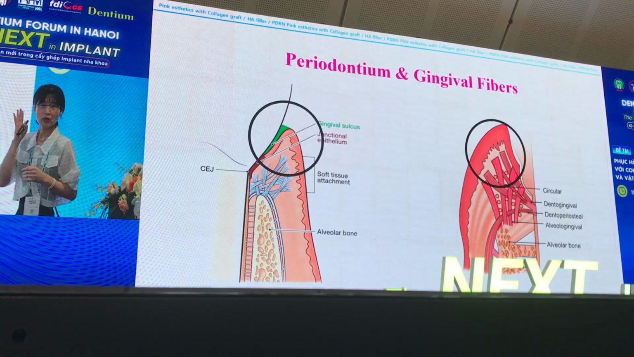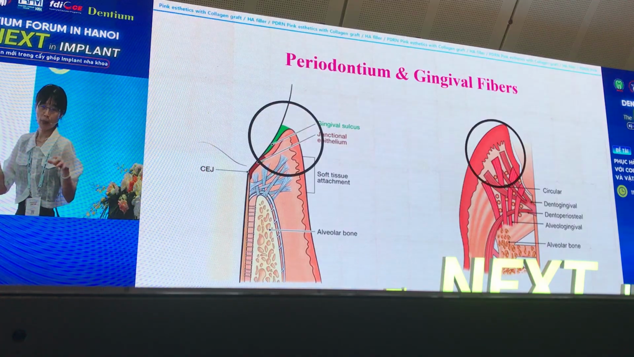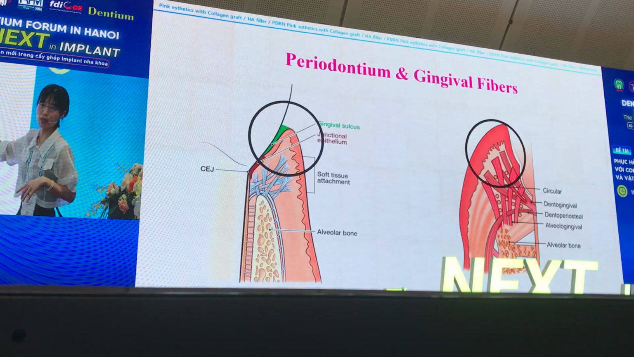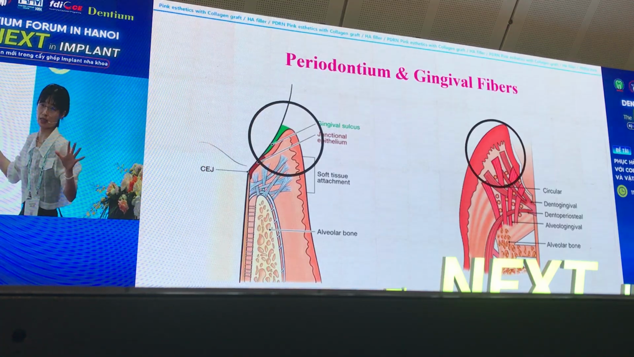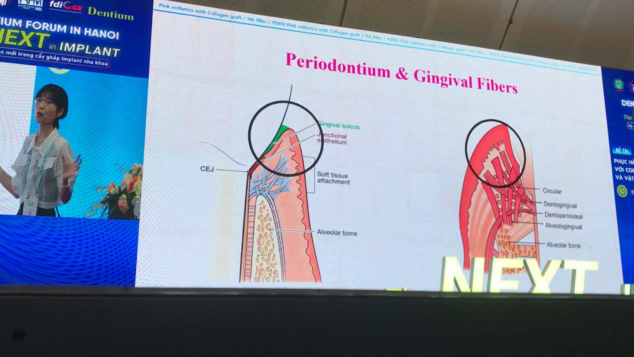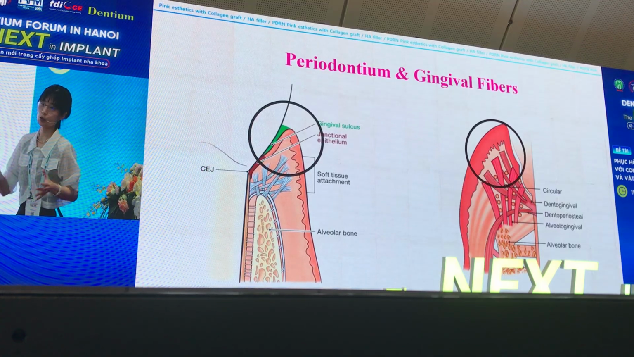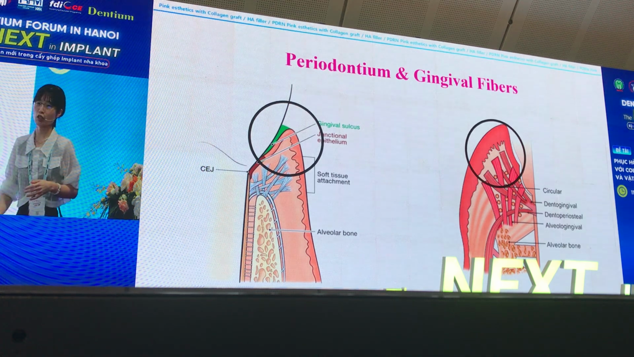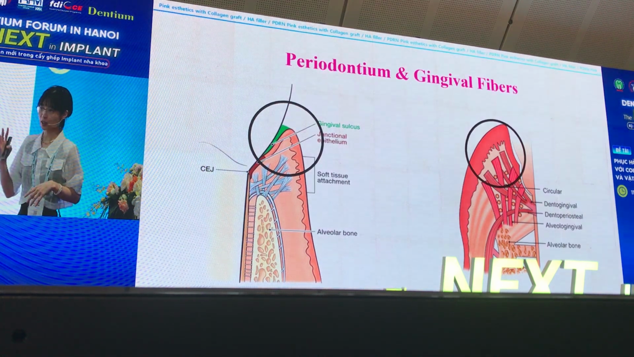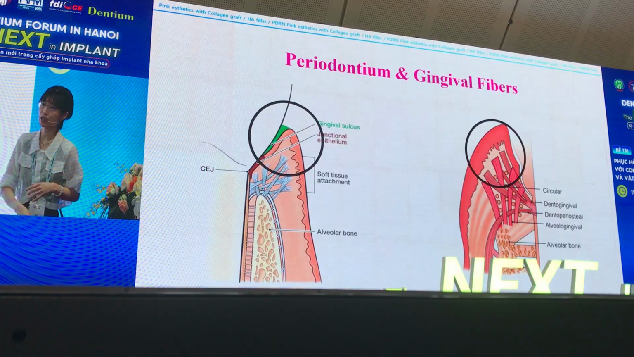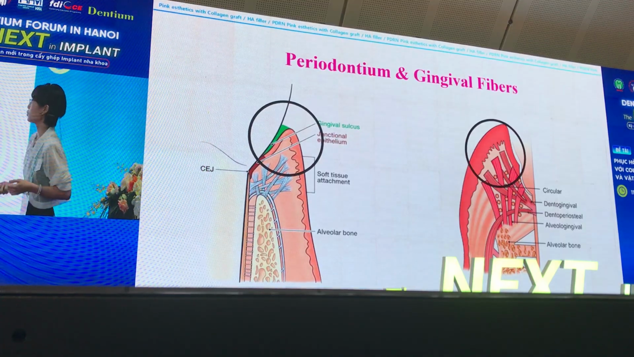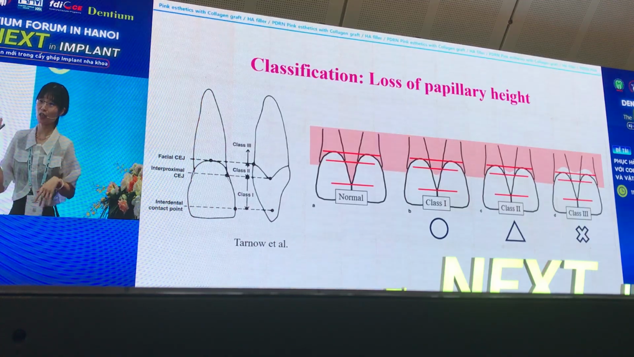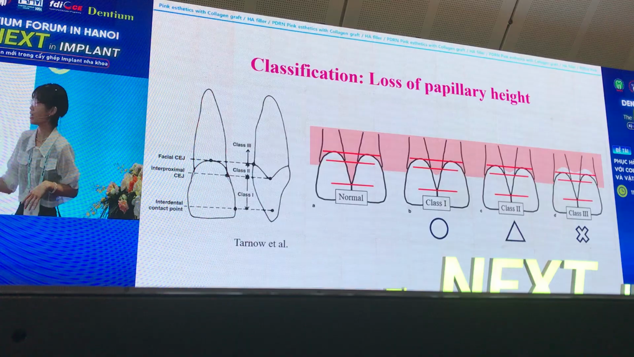So we have to think about the difference. The gingival tissue has enough gingival fibers, which means it doesn't have enough space to make the volume up. So we have to try step by step. It means one injection and then a second injection, right? Until the interproximal part is filled with the soft tissues. And we have to think about the classification. It means indication, right?